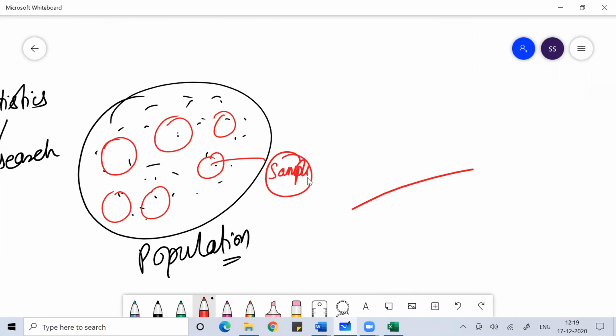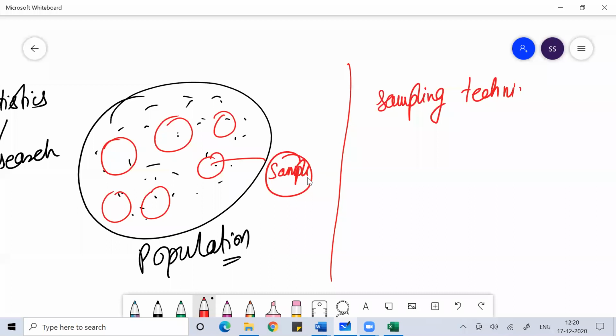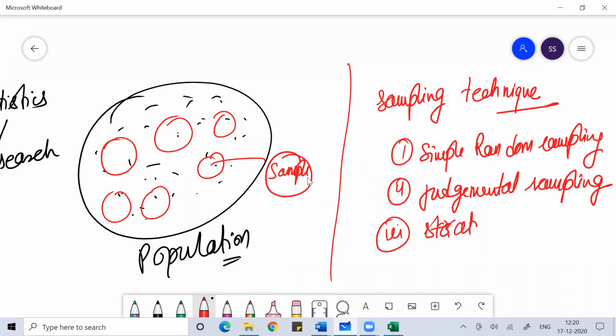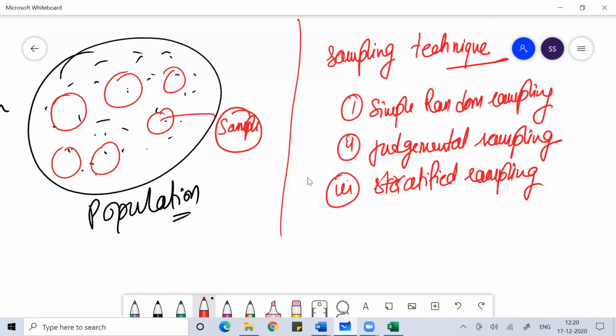What are the different techniques? You can follow simple random sampling, where you randomly collect the sample, or you can follow judgmental sampling, or stratified sampling, or cluster sampling. Different techniques are there to collect the sample.